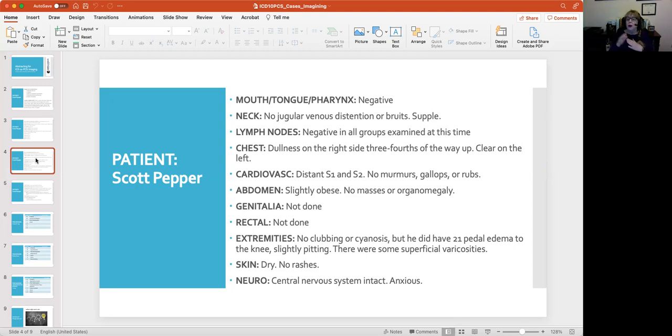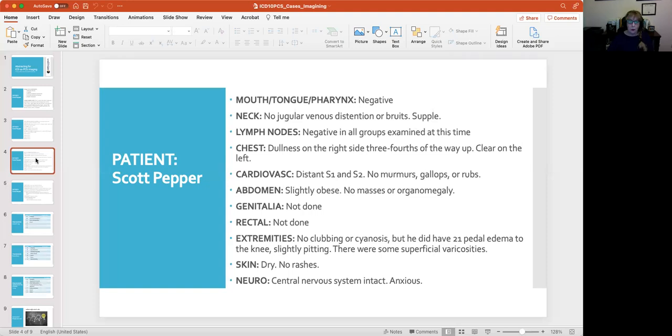Okay, so edema is excess fluid in the tissue, and that's what is visible as swelling. Okay, pitting is when it's kind of like dimples caused within the swollen area. Okay. Skin dry, no rashes. That's good. Neuro, central nervous system intact, anxious.